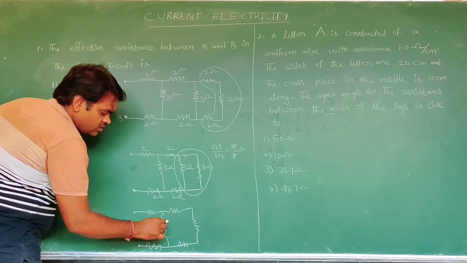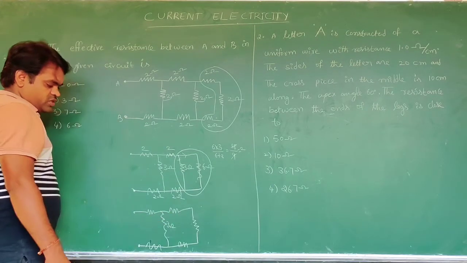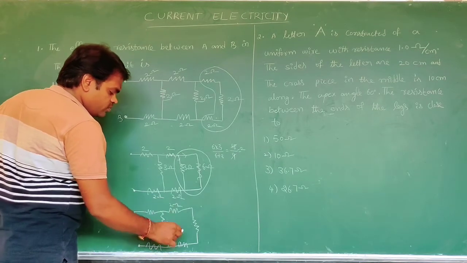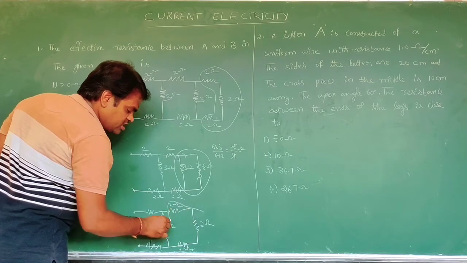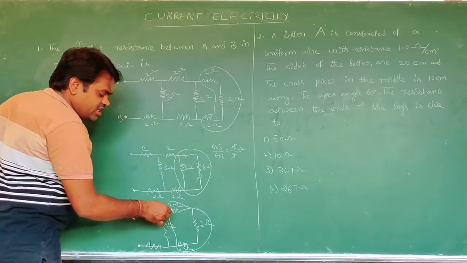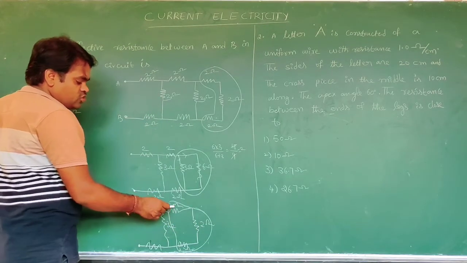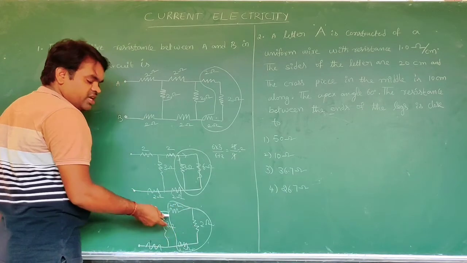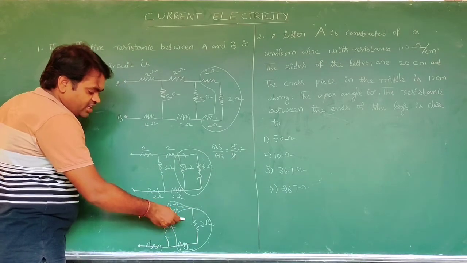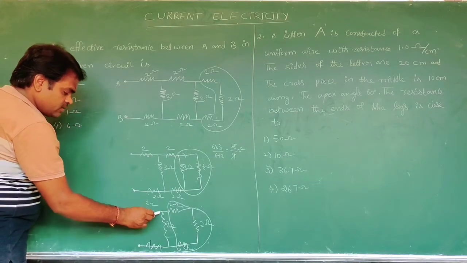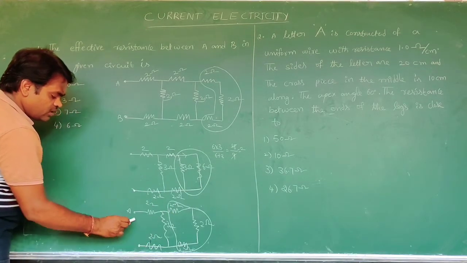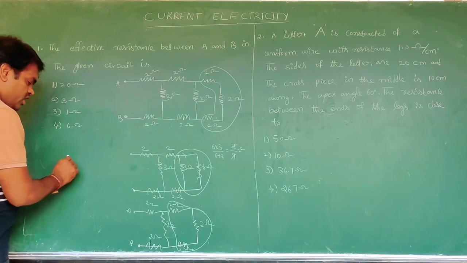Then 3 ohms. This is the 2 ohm, this is the 2 ohm, and this is the 2 ohm. Total, this is also in series. Series means 2 plus 2 plus 2. What is it? 6. Here it is 6. Again modified, what we got?